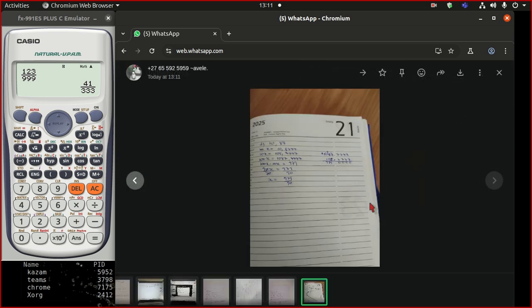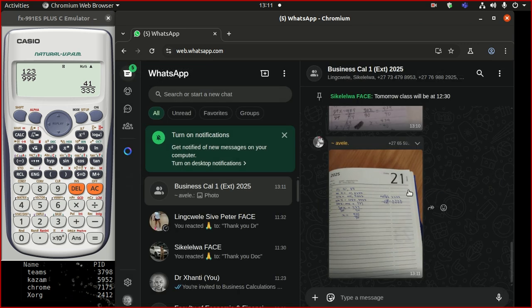Avele, your answer is 100% correct. There's nothing to fix there. We have 100, we have 10, and then yeah. Your answer is 100% correct. Let's try and do number E. Want to see number E, then we can move to something else.